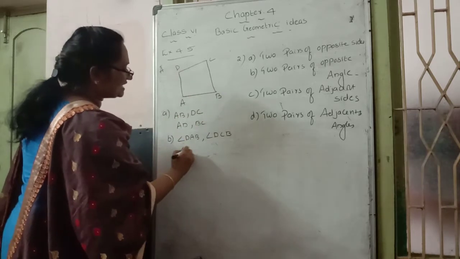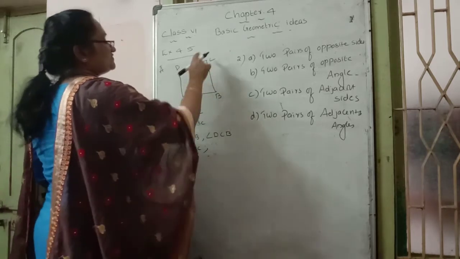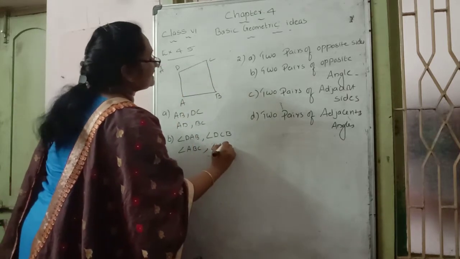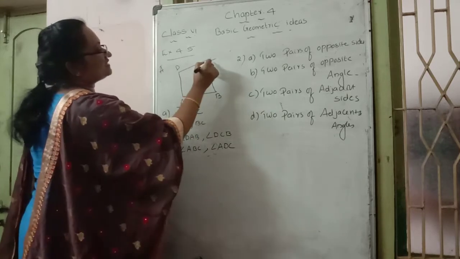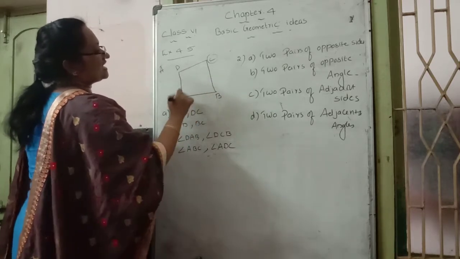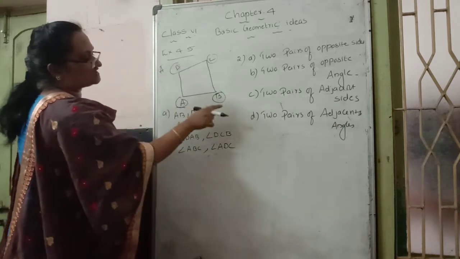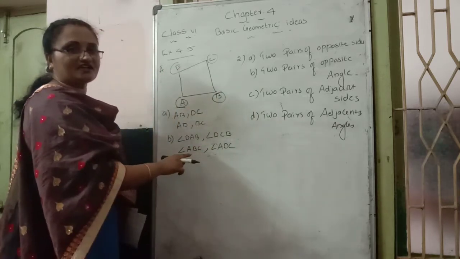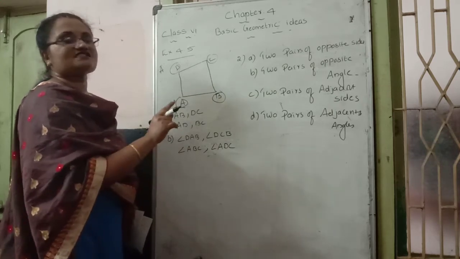So how to read it? Angle ABC, and D comes as the vertex, meaning angle ADC. See, vertex A and vertex C are opposite. They are opposite angles. B and D are opposite angles. But in which order have I written them? Three alphabets. When reading angles, we always require three alphabets.